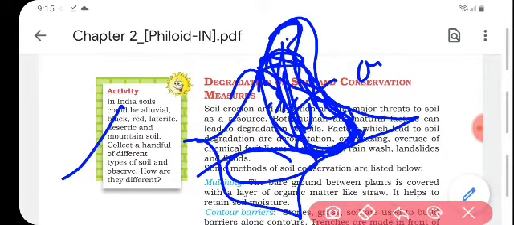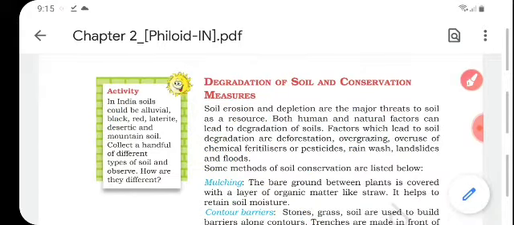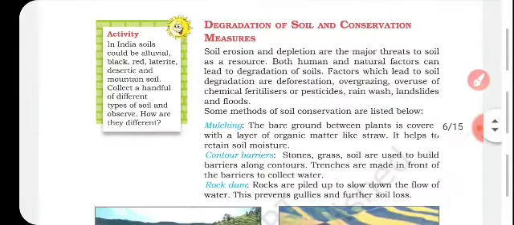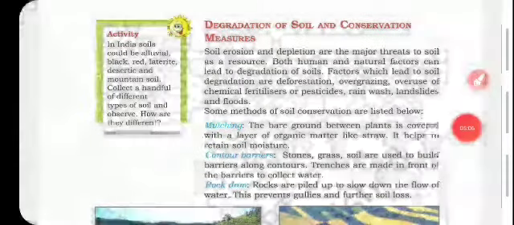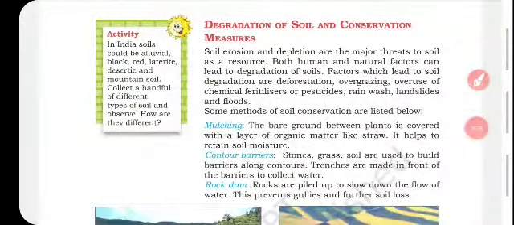We will study the distribution of soil in different classes in depth. You just have to collect it and do the handful determination. Now here are some soil conservation methods. The first one is mulching. The bare ground between plants is covered with a layer of organic matter like straw. It helps to retain soil moisture. If you are in a rural area, you might have got a chance to see this process.